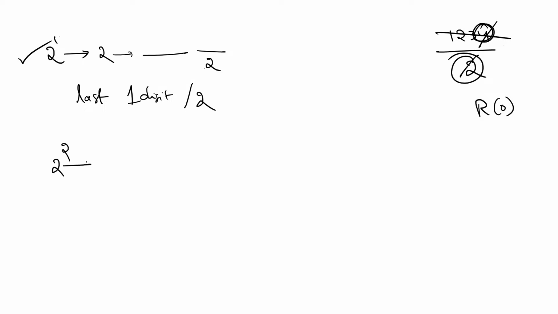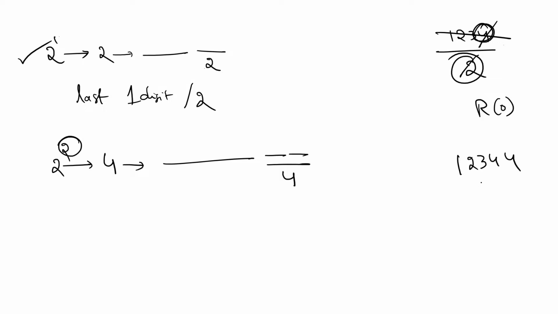Next, 2 square. What is 2 square? 4. How much power you are having here? Power is 2. That means that if the last two digits are divisible by 4, then the entire number will be also divisible by 4. Let us take 1, 2, 3, 4, 4, something like this. I want to check whether this number is divisible by 4 or not. I no need to check the entire number, I just need to check the last two digits. Yes, the last two digits are divisible by 4, so that number will be also divisible by 4.